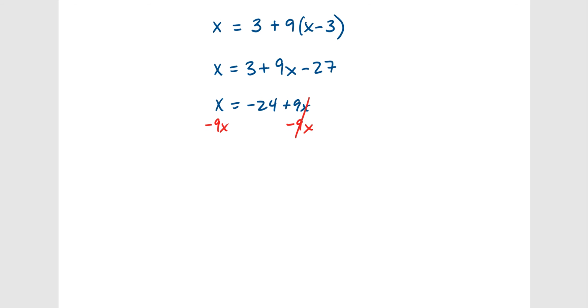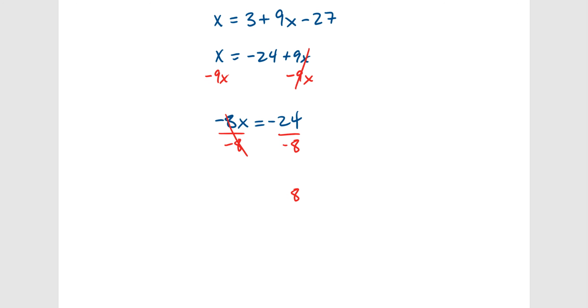So we're going to get x minus 9x is negative 8x equals negative 24. Divide both sides by negative 8. Negative 24 divided by negative 8, and we get x equals 3.